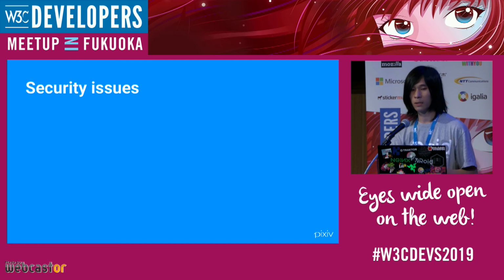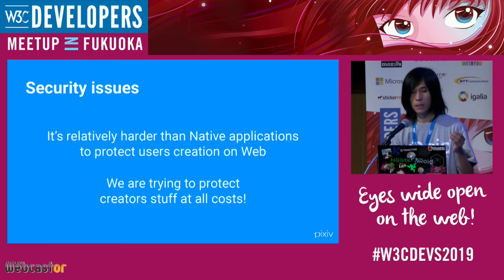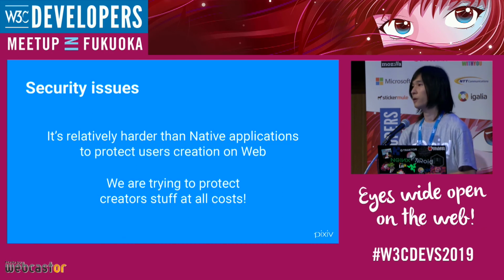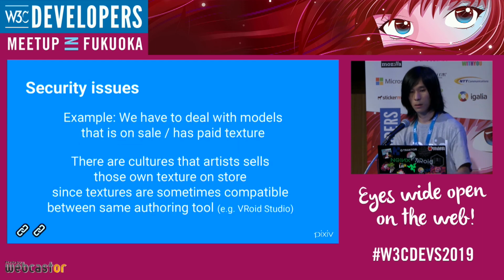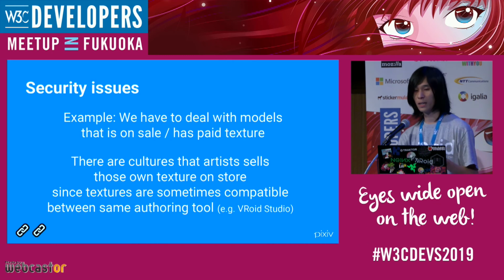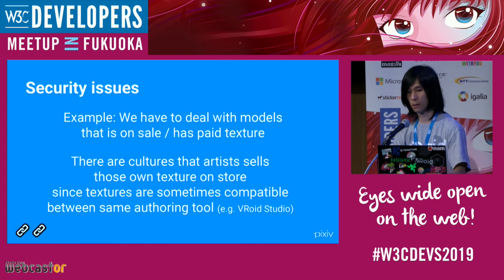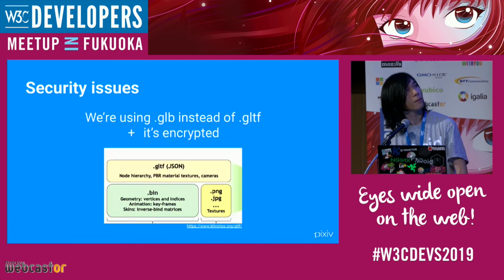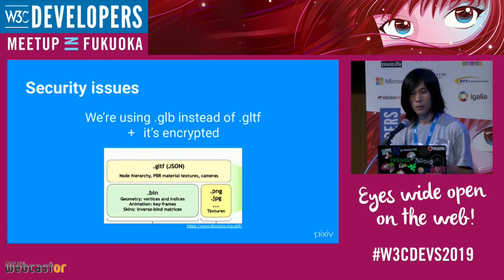We are also encountering security issues. It's relatively harder than with native applications to protect users' creations on the web. We have to protect users' creations at all costs. In VRoid Hub, there are users who sell their textures in their shop, so we even want to protect the textures alone. Currently, we are using a binary format, plus it's encrypted. So it's hard to crack the model data.